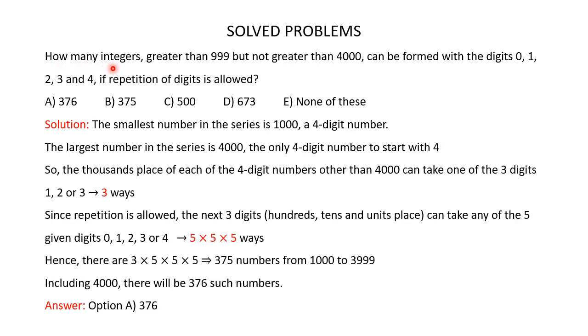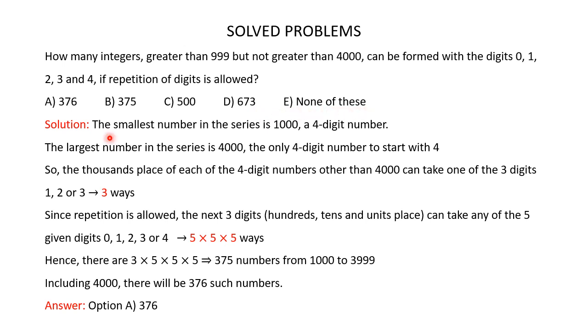How many integers greater than 999 but not greater than 4000 can be formed with the digits 0, 1, 2, 3 and 4 if repetition of digits is allowed? You are given 5 options here and you have to find out which of these options is the correct one.